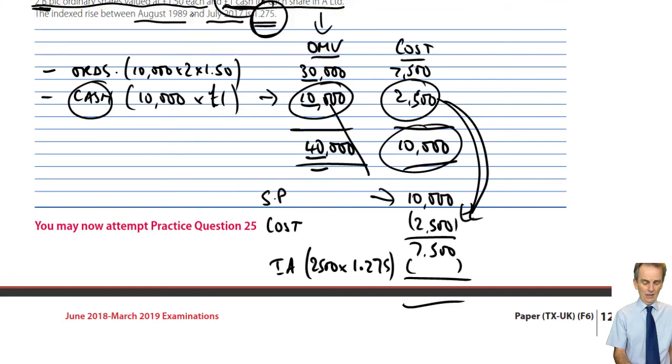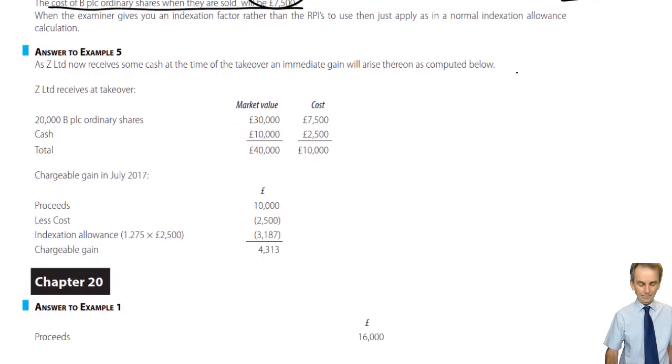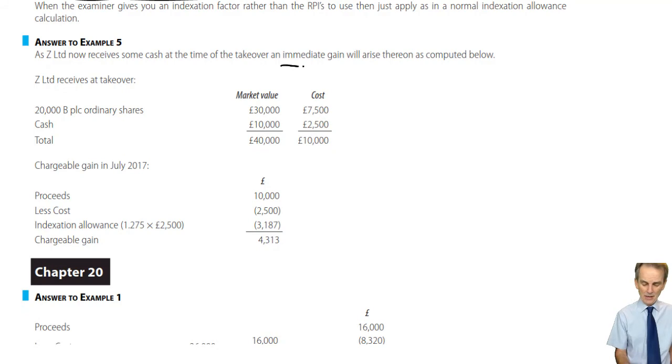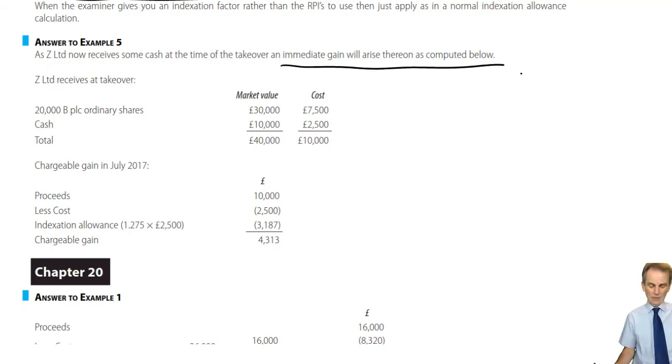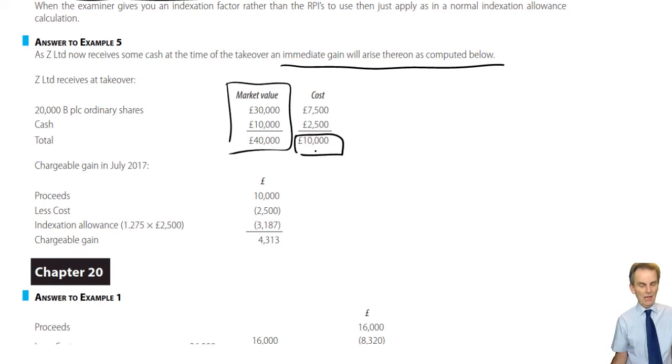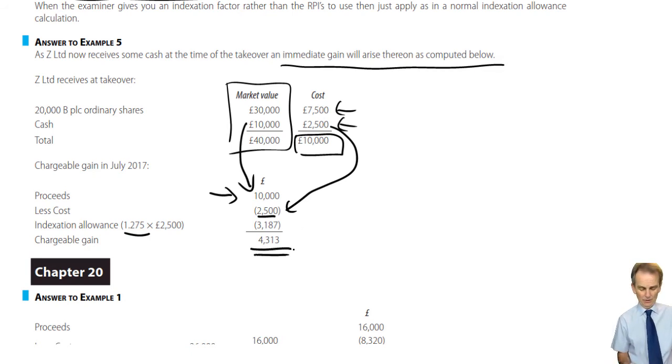If we look at that in our answers now, here we go. Immediate gain arises. How do we compute it? Use the same basis of using market values to split out the same original A Limited share cost. Same outcomes, there's the split. We want that cost to go against your cash received, there's your sale proceeds. Indexation, there's your cost figure, times this given indexation factor, take out your indexation allowance. You've got your chargeable gain. Thank you very much, job done.